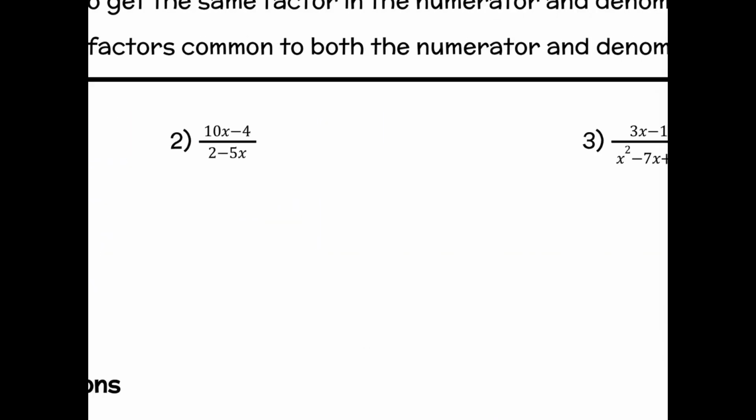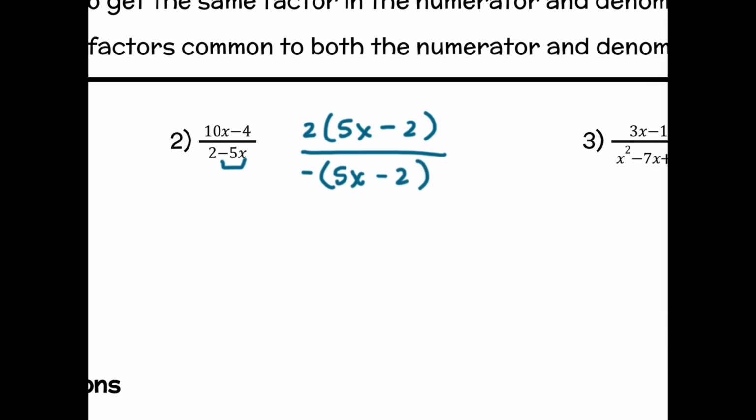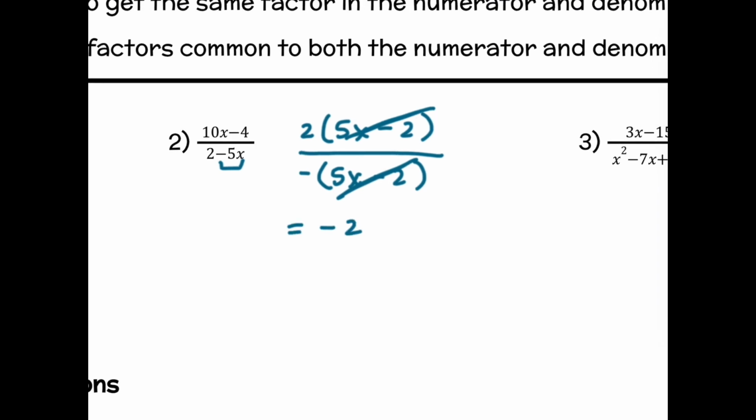Let's go back and do another example. On the top, we have a GCF of 2, so I'm going to take 2 out, and we're going to have 5x minus 2. On the bottom, we don't have any GCF, but we want to rearrange this because we always want our x to be first. So I'm going to factor out a negative, and that would make this positive 5x and make our 2 negative. So we would cancel these out, and we would have just negative 2 left over.